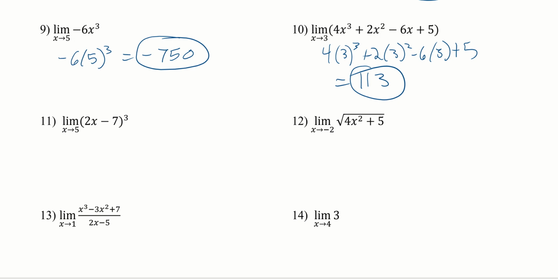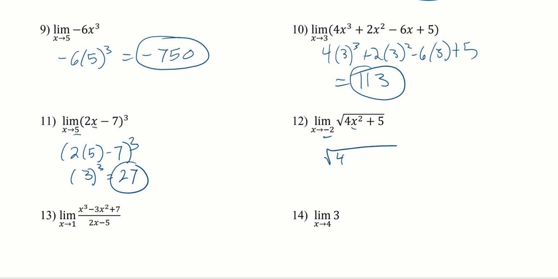So next one here, we've got another cube function. And so we've got 2 times 5 minus 7, that whole thing, cubed. So that would be 10 minus 7, so that would be 3 cubed, which would come out to be 27. Cool beans? Not too bad, we're just kind of doing simple math here.